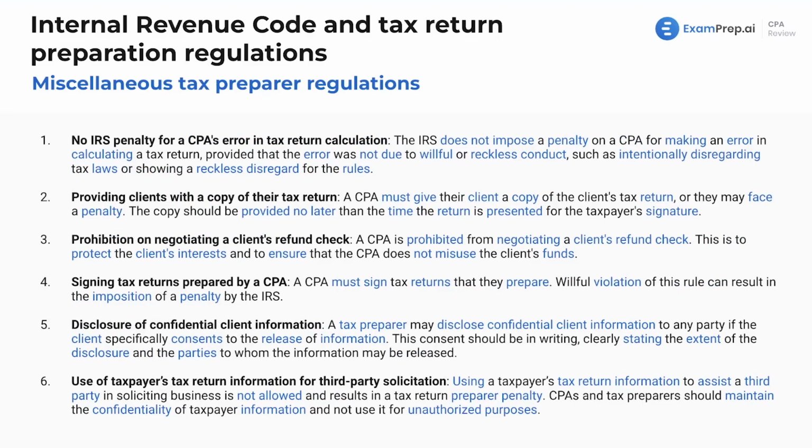Let's wrap it up. No IRS penalty for a CPA's error in tax return calculation. Now, the IRS does not impose a penalty on a CPA for making an error in calculating a tax return, provided the error was not due to willful or reckless conduct, such as intentionally disregarding tax laws or showing a reckless disregard for the rules.